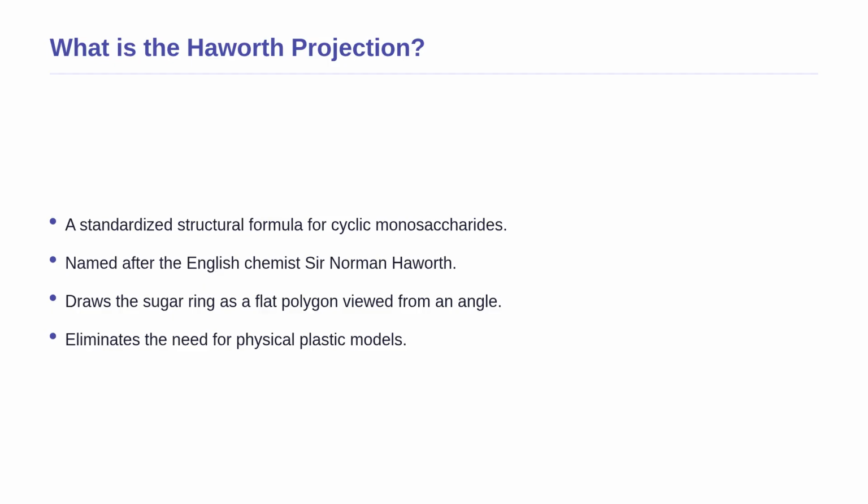Now that we understand the visual challenge, let us look at the solution. The Haworth projection is a standardized way of writing a structural formula to represent the cyclic structure of simple sugars, or monosaccharides. Named after the English chemist Sir Norman Haworth, this clever drawing trick takes a three-dimensional sugar ring and tilts it on the page. By drawing the sugar as a flat polygon, typically a hexagon or a pentagon viewed from a slight angle, scientists can quickly understand the shape of the molecule without needing a physical plastic model.